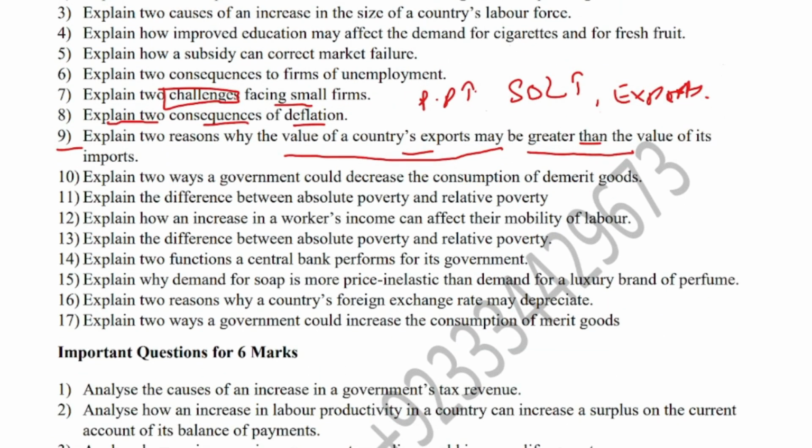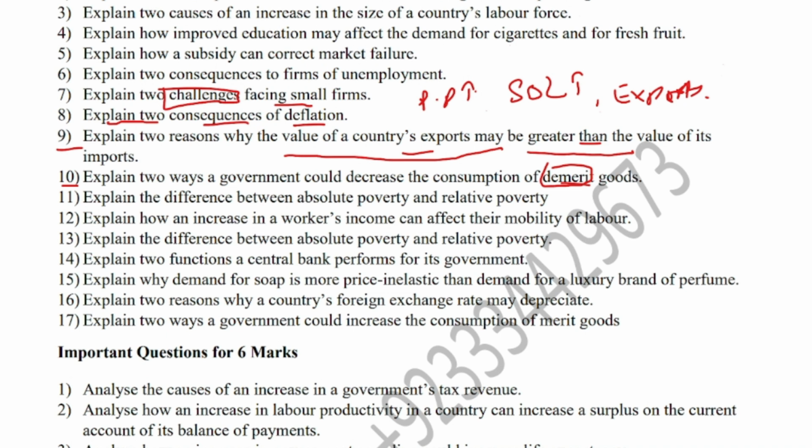And moving to question number 10: explain two ways a government could decrease the consumption of demerit goods. Right, the focus is basically to decrease the consumption of demerit goods. And demerit goods are the products that are harmful to the consumers as well as third parties, such as cigarettes, alcohol, and unprescribed drugs.